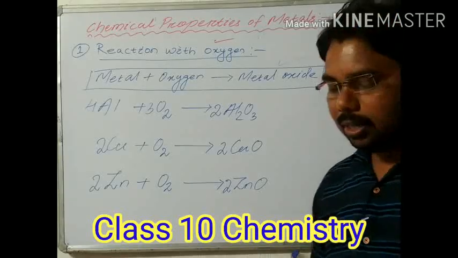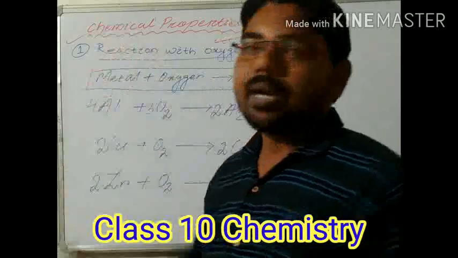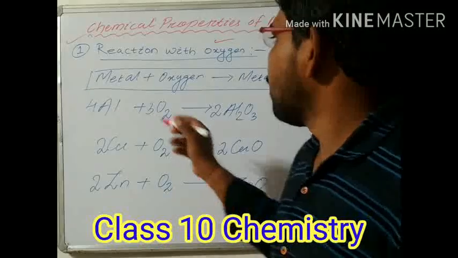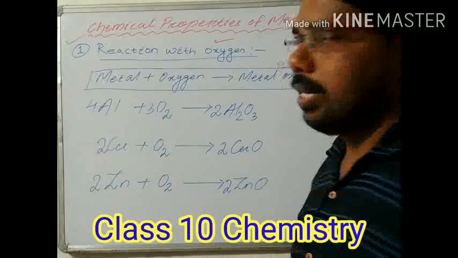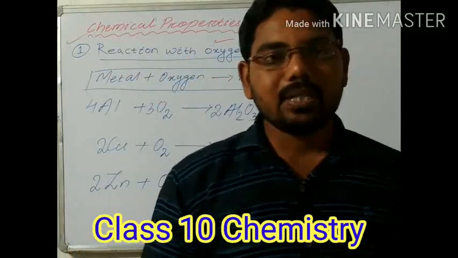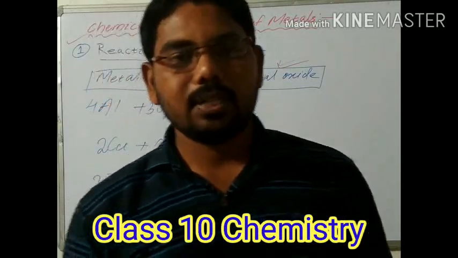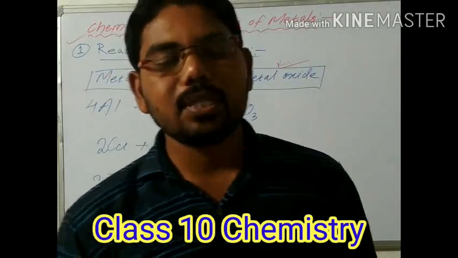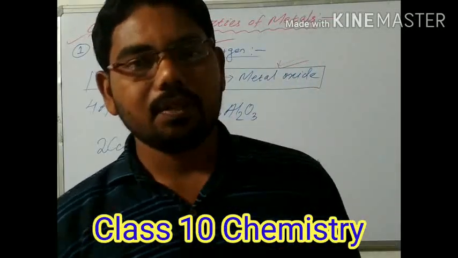The first one is reaction with oxygen. What happens when metals react with oxygen? In general, metals react with oxygen to form metal oxides. For example, iron is a metal, and when it contacts oxygen or moisture, it changes into rust, which is iron oxide. This process is known as rusting of iron. A black substance is formed.